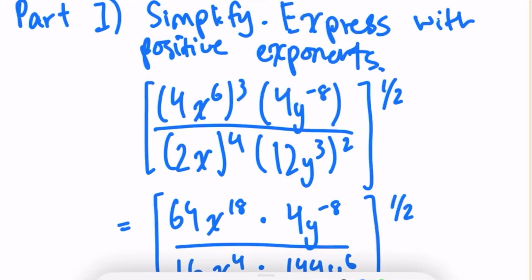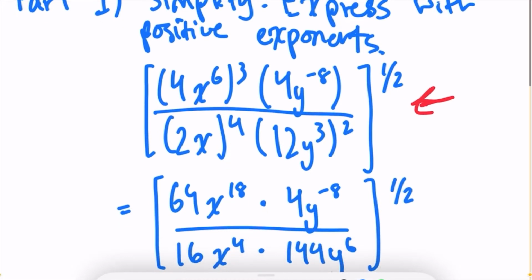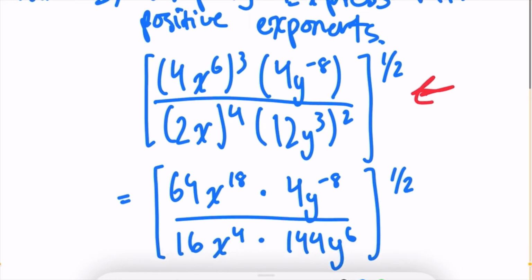Now, for the first part, given this equation right here, we need to simplify it and express it only with positive exponents. And so if we got negative exponents, we got to convert them to positive exponents. Now, right off the bat, the first thing that I can see here is that we can expand the inner exponents right here. And so the 4 goes on the 2 and the x, and the 2 goes on the 12 and the y cubed.